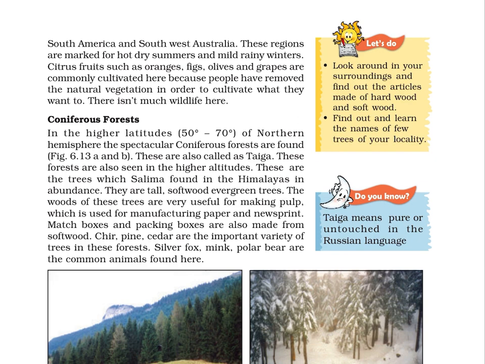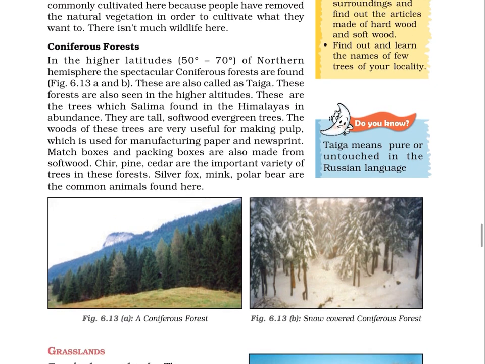Coniferous forests. In the higher latitudes, 50 to 70 degrees of the northern hemisphere, the spectacular coniferous forests are found. On the bottom of the page we have two pictures. The first one shows a coniferous forest. The second one shows a snow-covered coniferous forest. These are also called taiga. These forests are also seen in the higher altitudes.